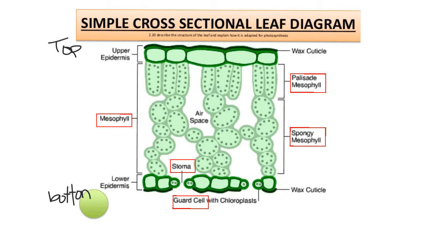What I have done is highlighted a few key words, such as palisade mesophyll, spongy mesophyll, stoma, guard cell, and just generally mesophyll. And I just highlighted this now, the waxy cuticle. So the mesophyll, as a function, I want you to notice that it's green. So that's this space right here.